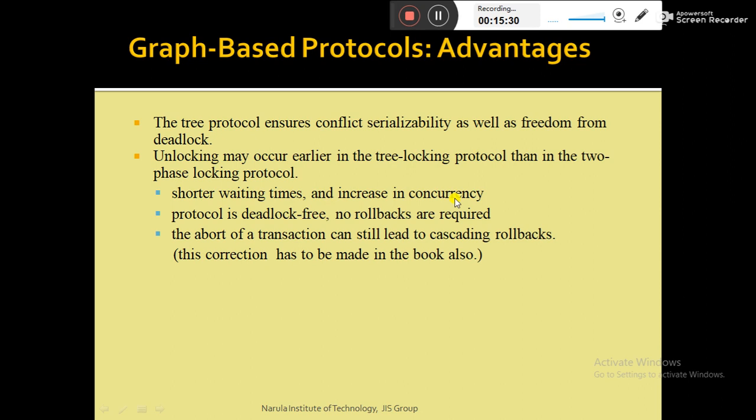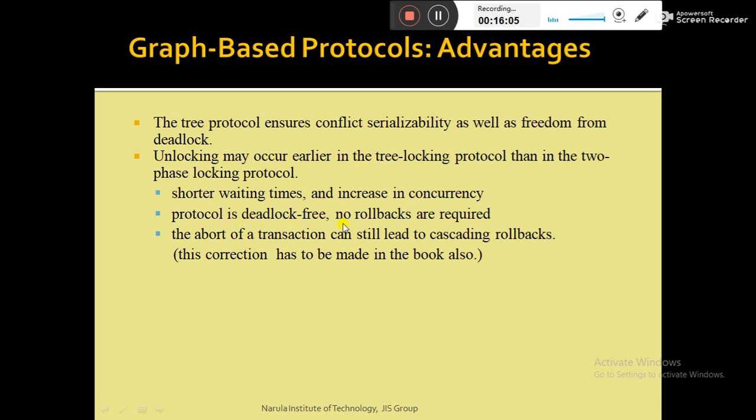like it increases concurrency and gives shorter waiting time. If you unlock the data item earlier, that data item may be accessed by another transaction, so the other transaction does not need to wait for a longer period of time. That means the waiting time of the other transaction becomes shorter. That is how it increases the concurrency level, meaning many more transactions can execute simultaneously.